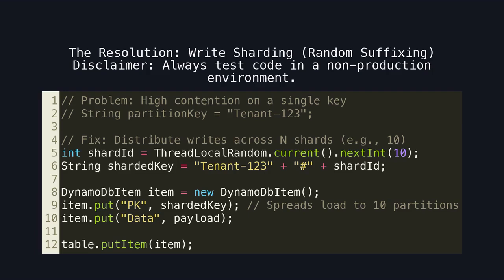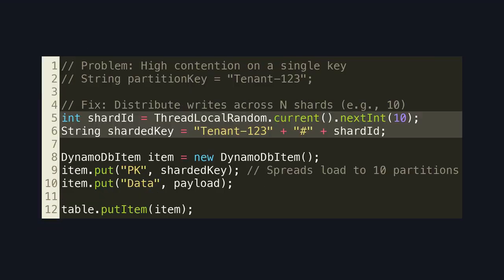The resolution: write sharding, random suffixing. Disclaimer: always test code in a non-production environment. We implement write sharding. Instead of writing everything to tenant 123, we append a random suffix, 0 to 9. This forces the data to land on 10 different physical partitions, instantly increasing our write throughput capacity by 10 times.